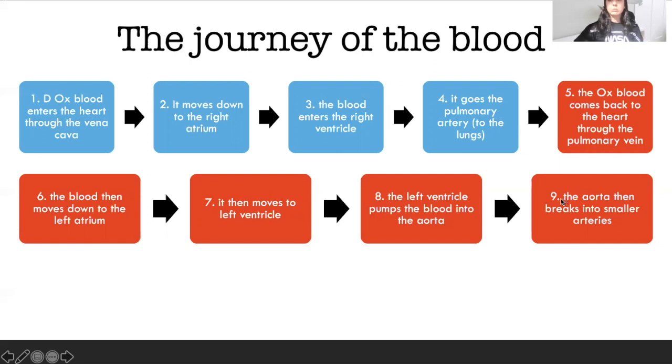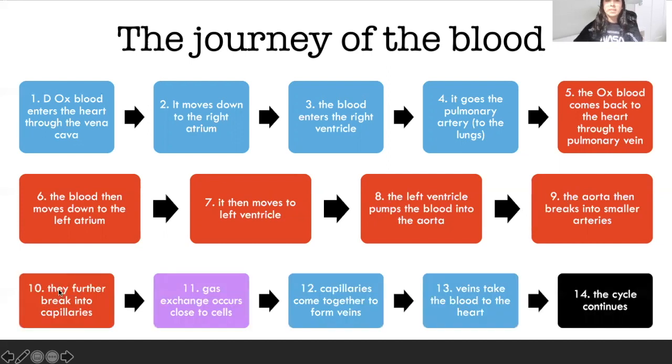Then the aorta splits off into smaller arteries and makes its way through the body. As the arteries move further and further through your body, they break into capillaries. Once these capillaries have reached your cells, gas exchange occurs. Next, the capillaries come together to form veins, and the veins take the deoxygenated blood back to your heart, and then this whole cycle continues. So now you know about the circulatory system.